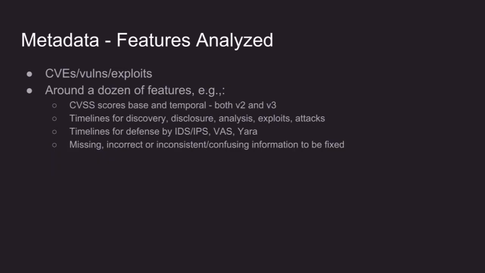Then on the CVEs, vulnerabilities and exploits, we collect around a dozen features. Basically, we are interested to see what the CVSS scores are of vulnerabilities, exploits and CVEs used by particular IoT malware families. And of course, we collect the timelines for discovery of a vulnerability, the disclosures, like private or public disclosure, the analysis timeline of a vulnerability, whether somebody is going into technical details of how the vulnerability works, whether there is any exploit or proof of concept available on Exploit-DB or Metasploit, and whether there are any reports about attacks using that particular CVE.